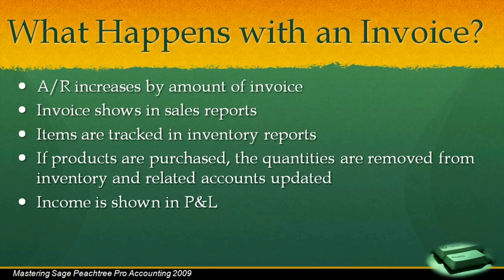Well, first of all, your accounts receivable increases by the amount of the invoice, as long as the invoice wasn't paid immediately. The invoice is going to show in all of your sales reports, as we would assume it would. If you have any items, they're going to be tracked in inventory reports. And the products that are purchased, the quantities are going to be removed from inventory and all of those related accounts updated. And we know very well by now that when we start working with just the removal of one item from inventory, that really can cause multiple things to happen. If we have the income, whether it's paid immediately or not, it's going to be shown in the P&L. So whether it's going to cash or the accounts receivable, the P&L is going to show the sale.